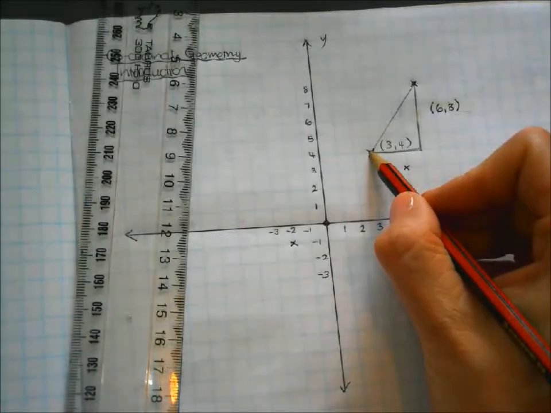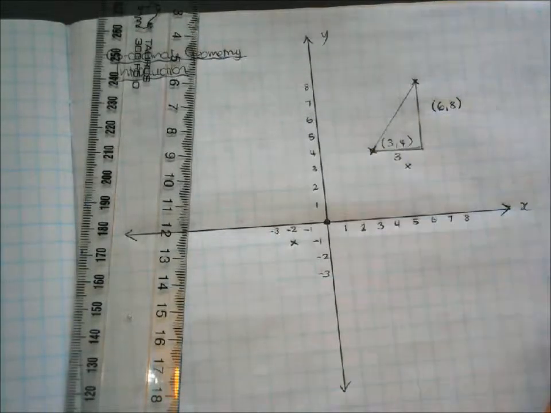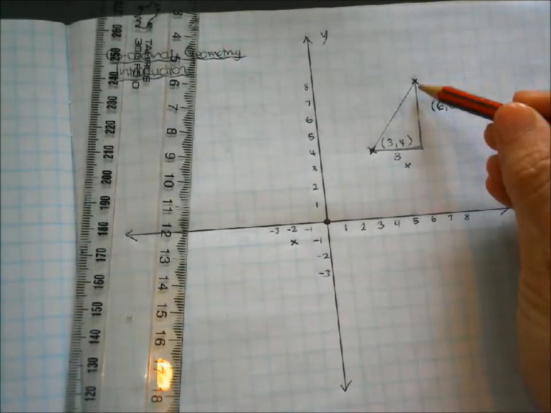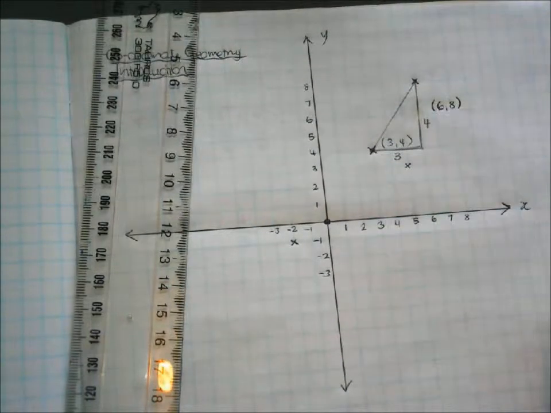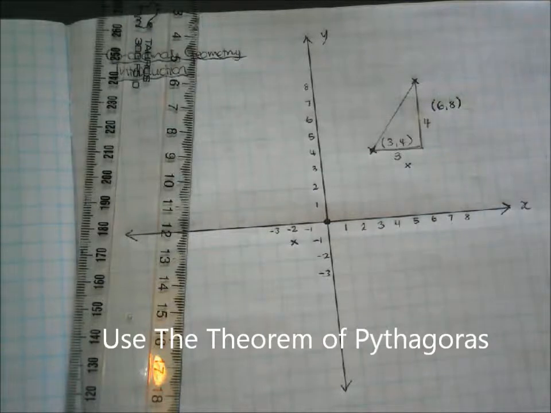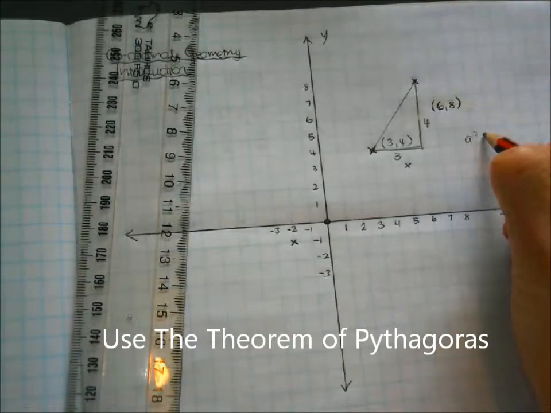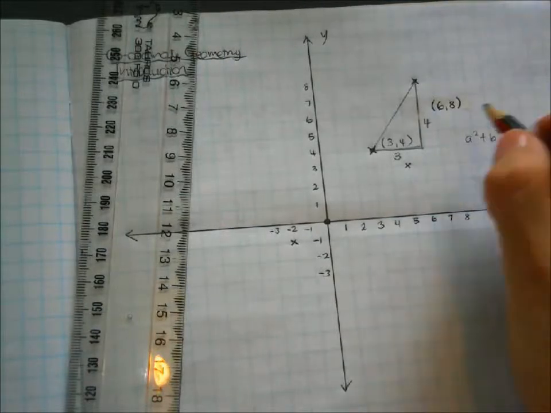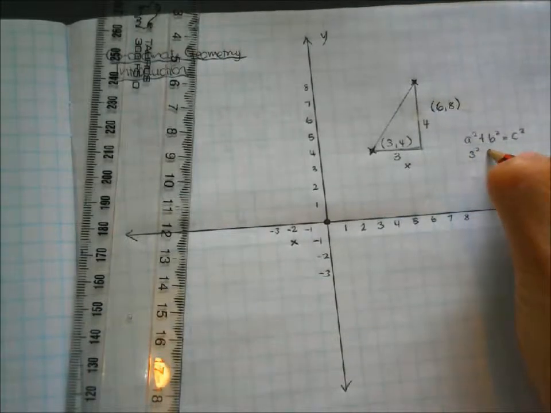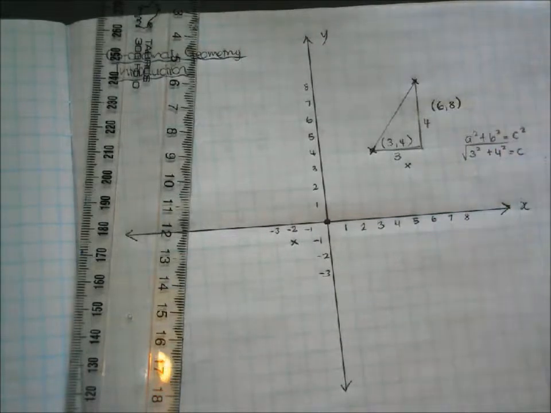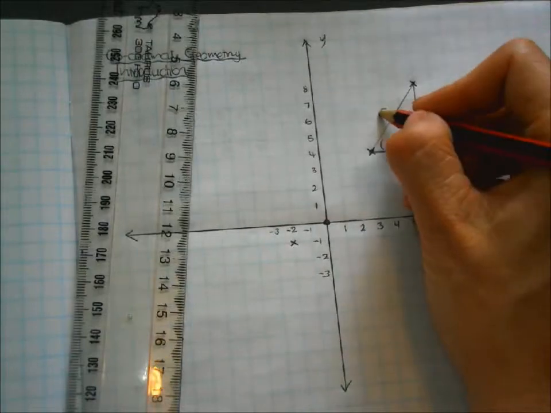So horizontally, this has moved from 3 to 6, which is 3 spaces. Vertically, this point has moved up from 4 to 8, which is 4 spaces. Now using Pythagoras' theorem, we know that a squared plus b squared equals c squared. So if I write a squared plus b squared equals c squared, I know that 3 squared plus 4 squared, and I can simply take the square root across, is going to give me c, the length of the long side.